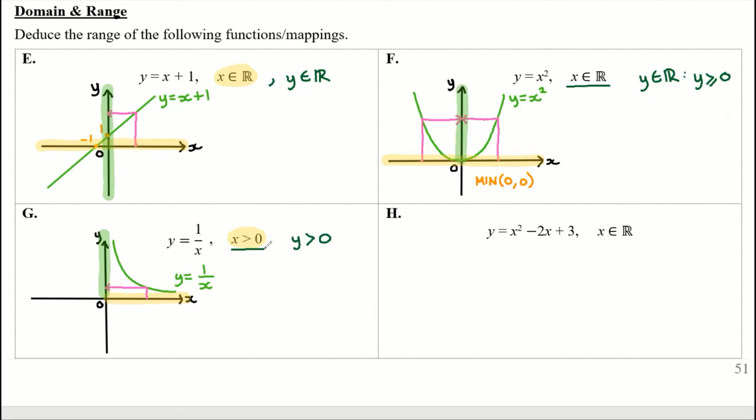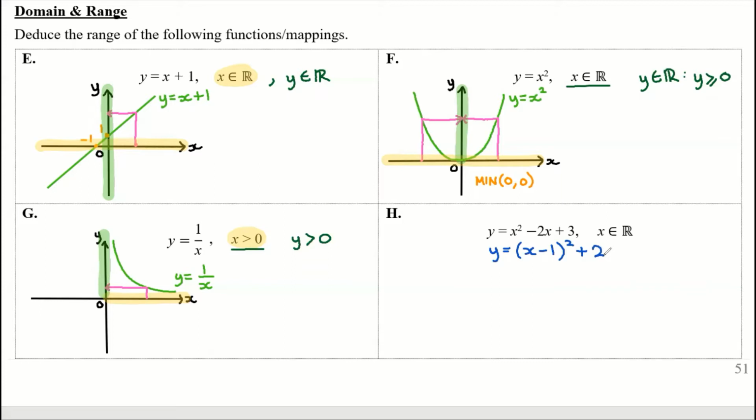And lastly, for part H, we have a quadratic. And you'll notice this is the one we looked at in the warm-up. Now, I've chosen this for a particular reason. What I'm going to do is complete the square. And I'll just write down what we found earlier. If we complete the square, we get (x − 1)² + 2.